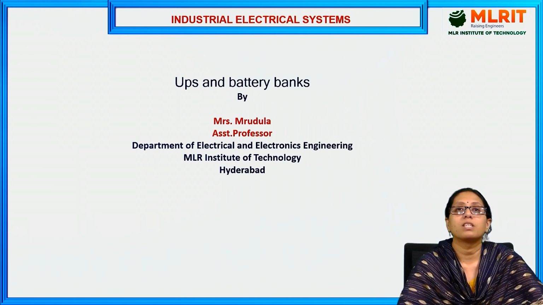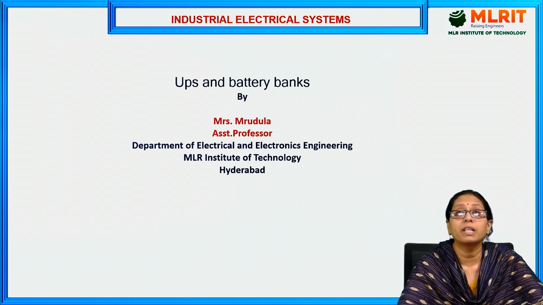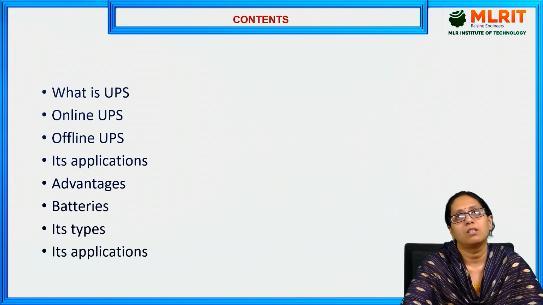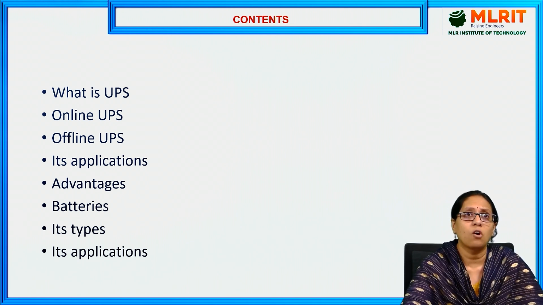Today I am going to discuss a topic called UPS and Battery Banks from the subject Industrial Electrical Systems. These are the contents which I am going to discuss: what is UPS, what is online UPS, offline UPS, its applications, advantages, what are batteries, and what are its types as well as applications.